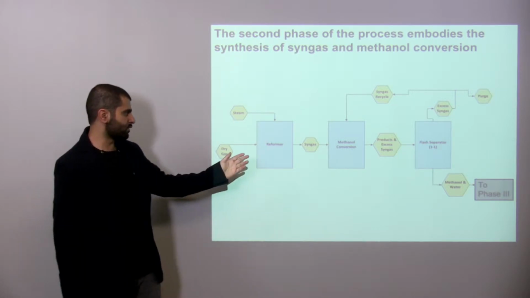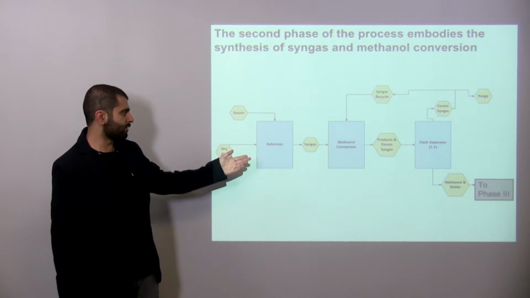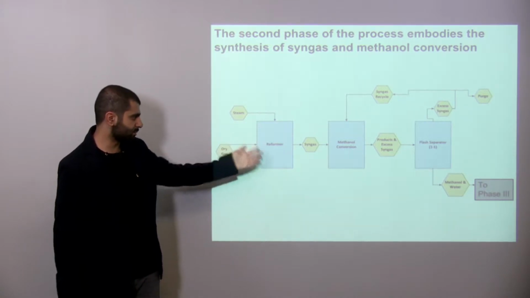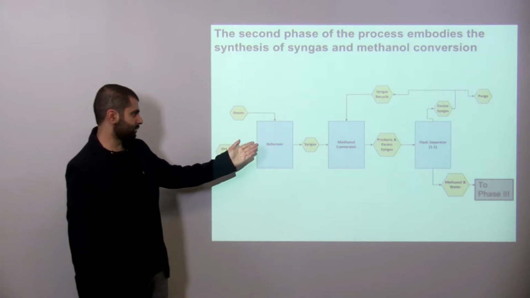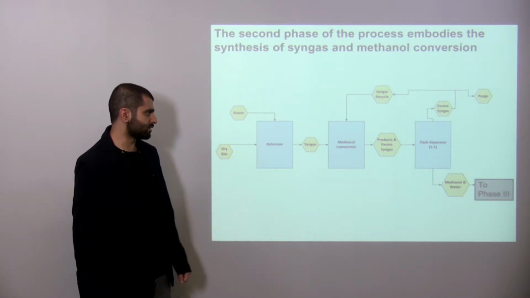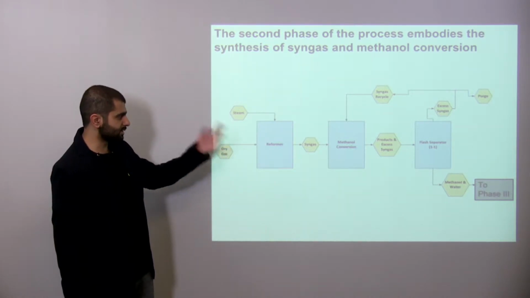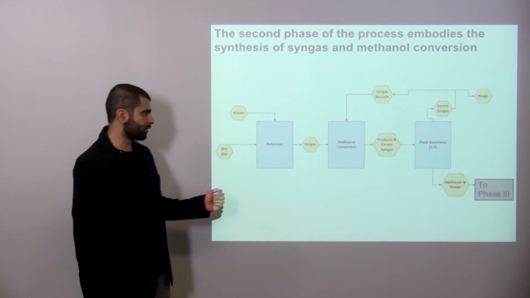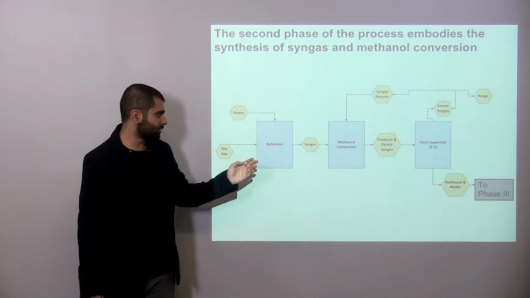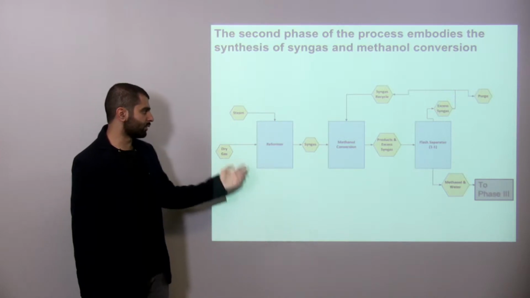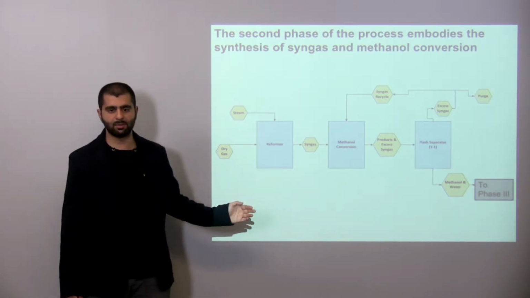But since the methanol conversion unit does not have a high conversion of syngas, we end up having products and excess syngas exiting the methanol conversion unit. The excess syngas and the products are then sent to the flash separation unit, which works on separating the excess syngas and then kicking out methanol and water at the bottoms. The excess syngas is then sent to recycle back to the methanol conversion unit to increase our yield. Methanol and water are then sent to phase 3 of our process, which focuses on the purification.